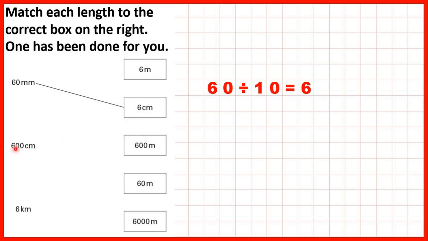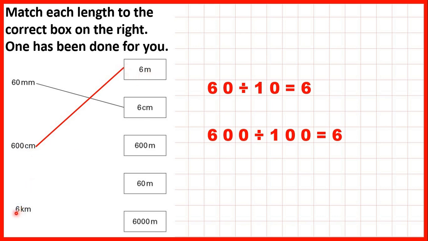Now we have 600 centimeters. All of our remaining measurements are in meters, and there are 100 centimeters in a meter. So if we divide 600 by 100, that gives us 6. So 600 centimeters is the same as 6 meters.